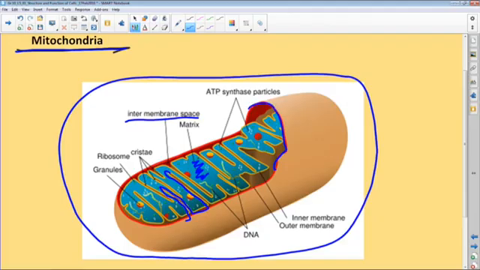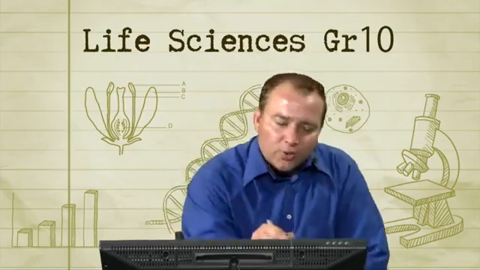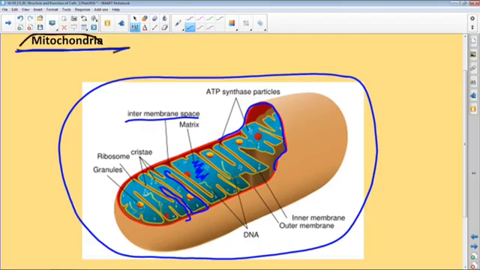In other words, if they say to you, name an organelle with 2 membranes that goes through cellular respiration, you will say the mitochondria. Why? It has 2 membranes, the outer and the inner. And the main function of this, and look here, it says site of synthesis particles.